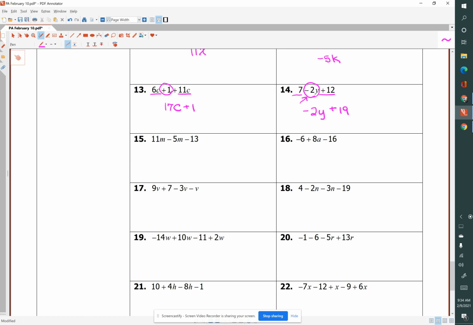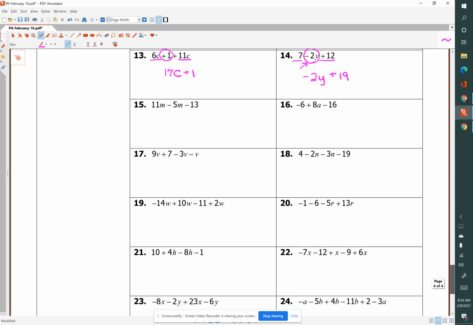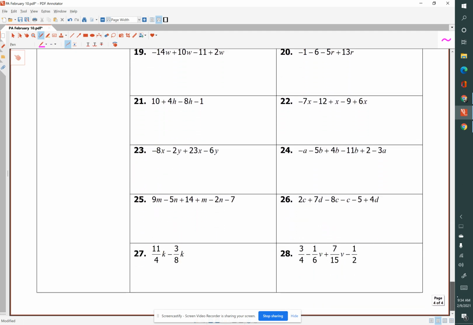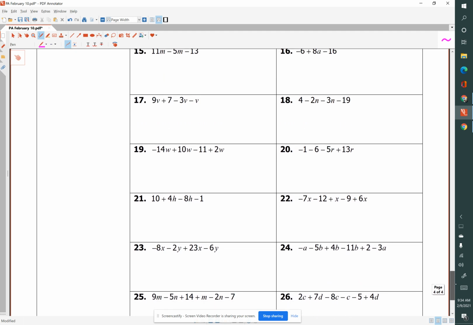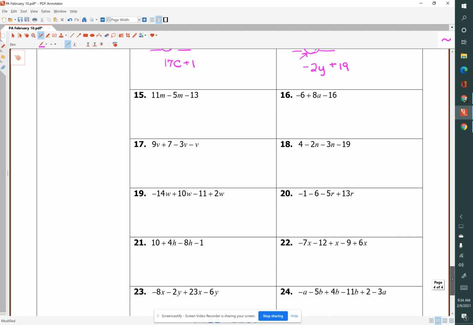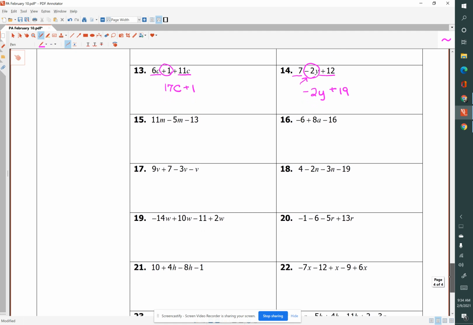Remember, you cannot combine unlike variables. So why don't you try 15 through 20 and come back to the video and see how you did, and then we'll do the rest.